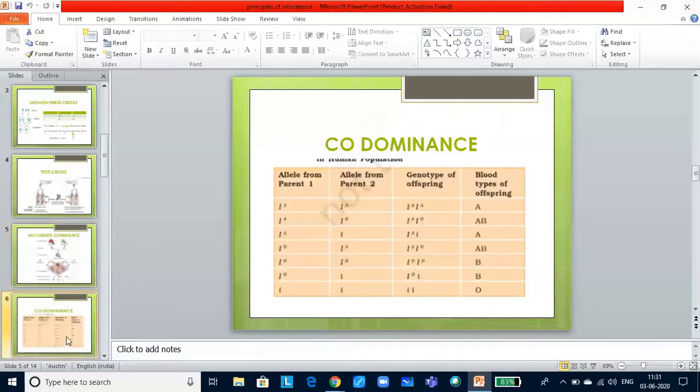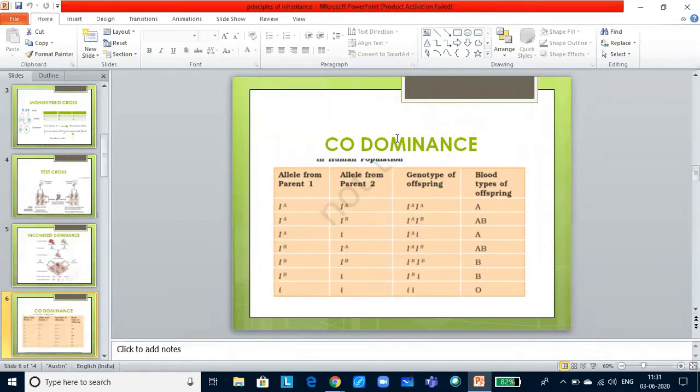Now let us look at codominance. As the name suggests, both are equal partners. When both the genes try to express themselves, and both the expressions are seen in the organism, then you call it codominance. A classical example would be blood group inheritance.